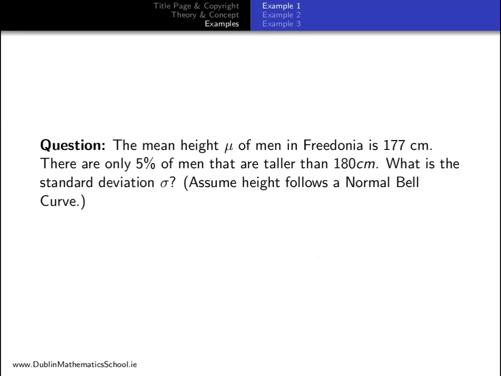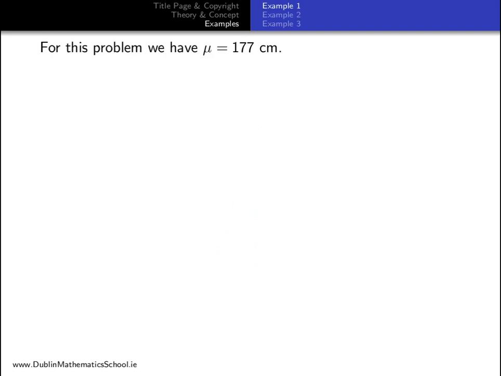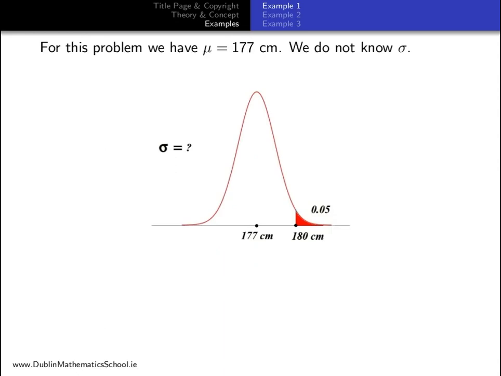Let's look at an example. The mean height mu of men in Fredonia is 177 centimeters. There are only 5% of men that are taller than 180 centimeters. What is the standard deviation sigma, assuming height follows a normal bell curve? For this problem, we have mu is equal to 177 centimeters. We do not know sigma, the standard deviation.